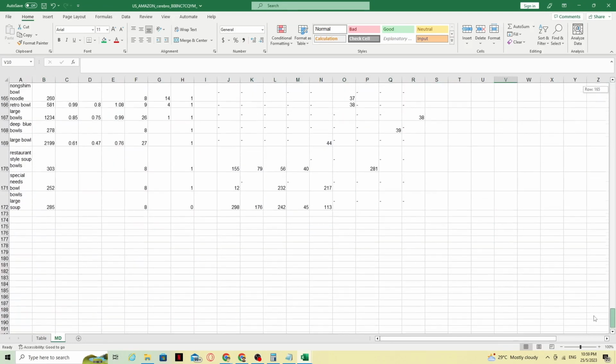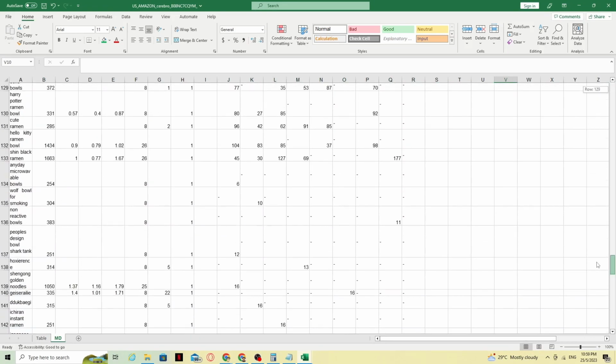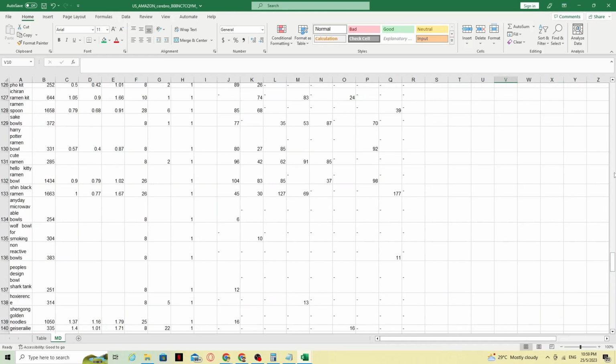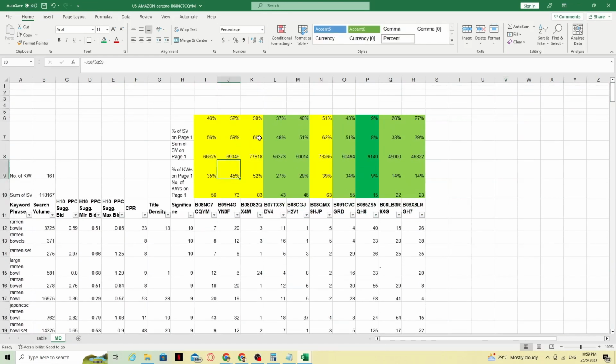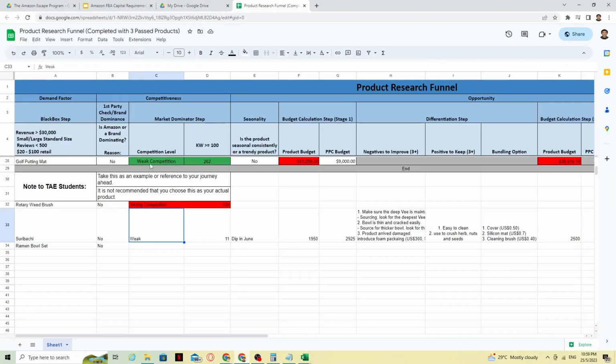Okay, cool. Alright, I'll just take it that you have done the due diligence, and let's carry on. Okay, let's say this is good. This is actually a weak competition with 161 keywords. So let's move on in the interest of time. So this is a weak competition, 161. Much better.